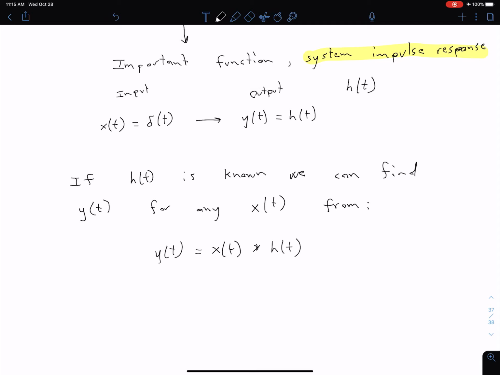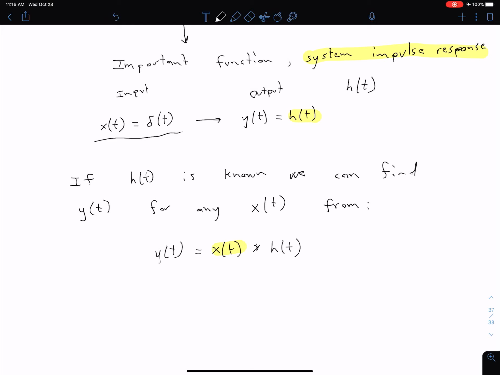That's a very powerful thing to be able to do. We can either test a system or look at it theoretically for this case of having an impulse response of an impulse for our input. Once we find this h of t, we can then come back and theoretically say what our output should be for any given input. So again, a very powerful tool to be able to use.